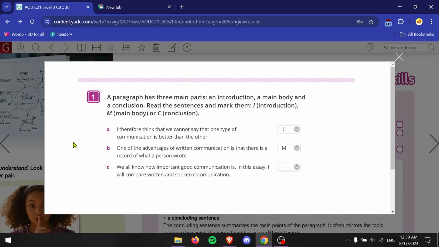We all know how important good communication is. In this essay, I will compare written and spoken communication. This is the introduction because it gives the reader an idea of what is going to be discussed in the main body, as well as a general idea of what this essay is going to be about in general. So this will be the introduction. Okay.